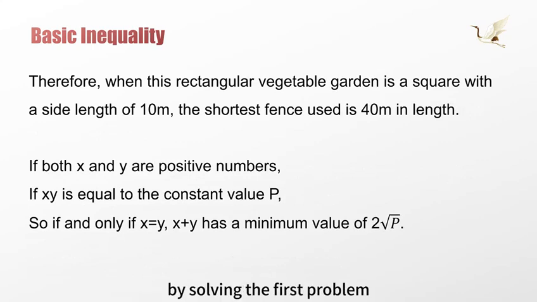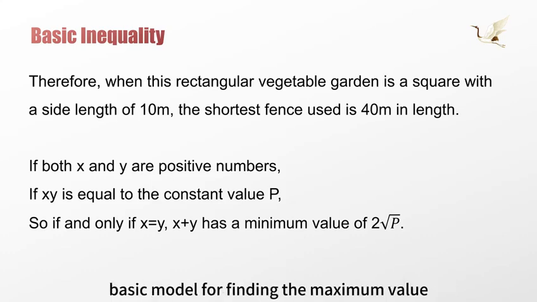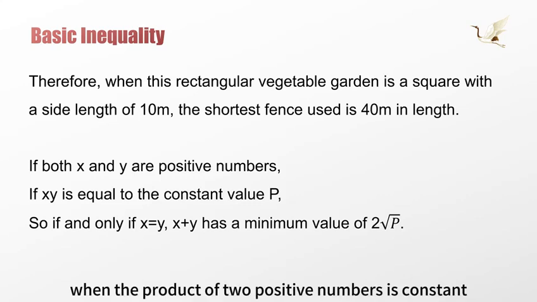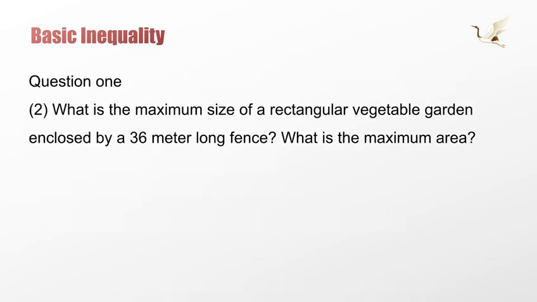By solving the first problem, we have gained a further understanding of the first basic model for finding the extremum using fundamental inequalities. That is, when the product of two positive numbers is constant, then when these two positive numbers are equal, their sum has a minimum value.